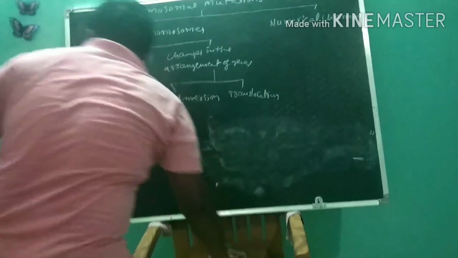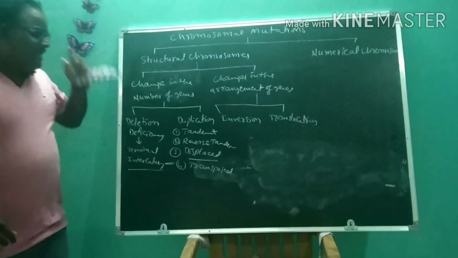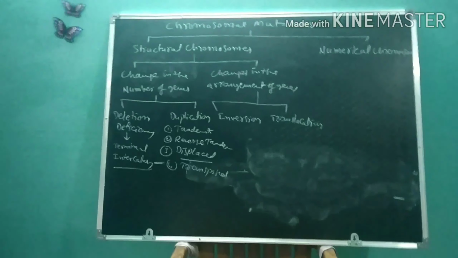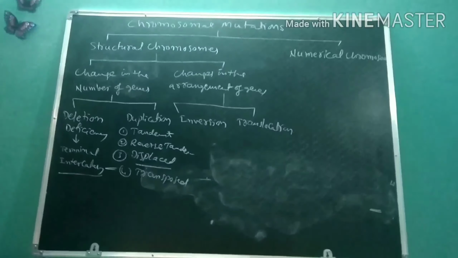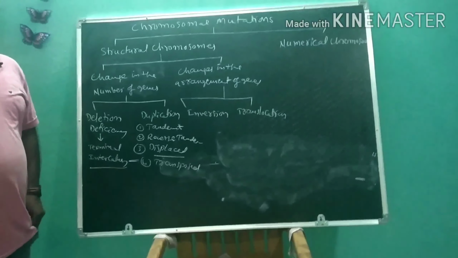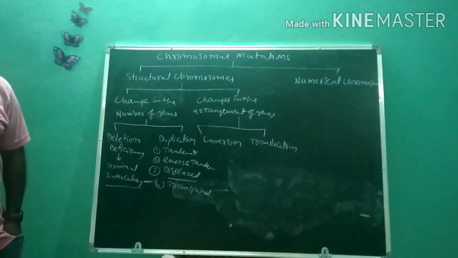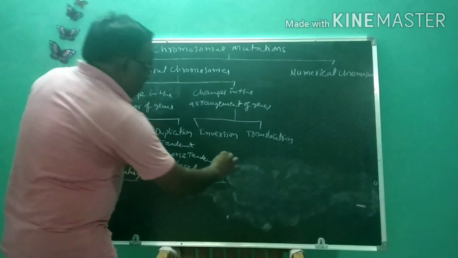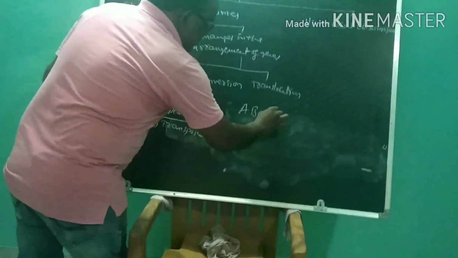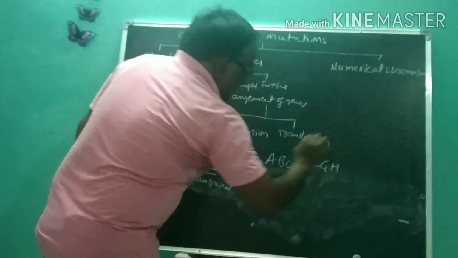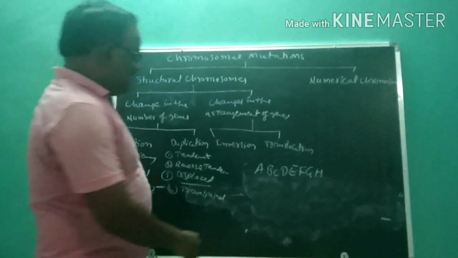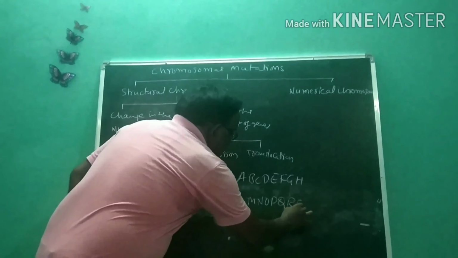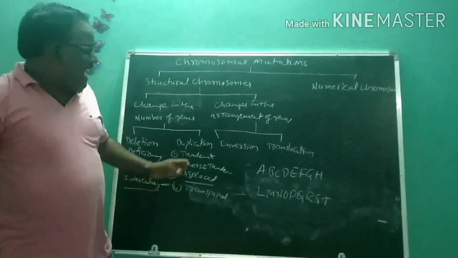Transport duplication is nothing but a complete shifting or transfer of a segment into another chromosome. For example, two chromosomes are there: A, B, C, D, E, F, G, H, and this one represents L, M, N, O, P, Q, R, S, T. A segment of the first is attached to the second.